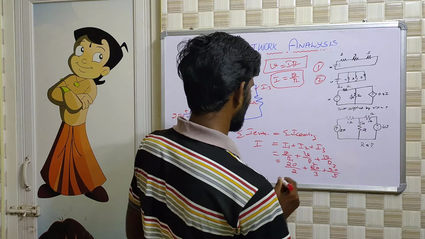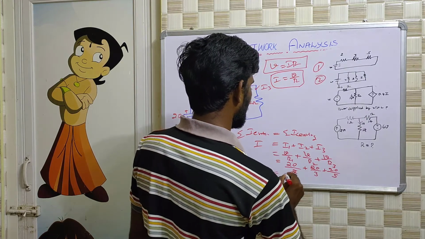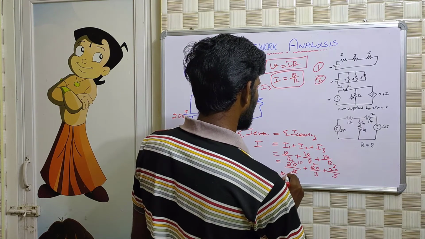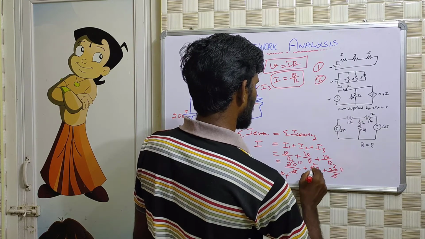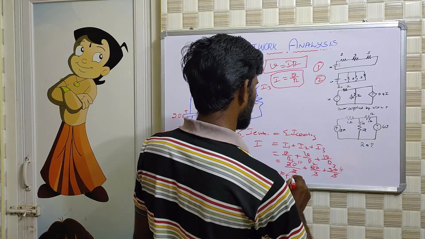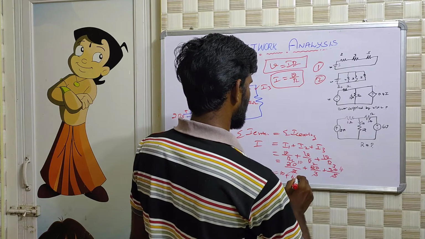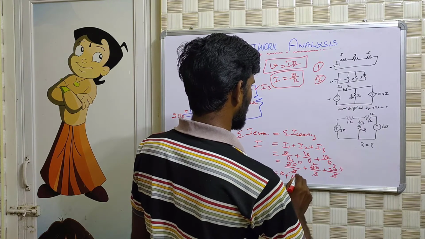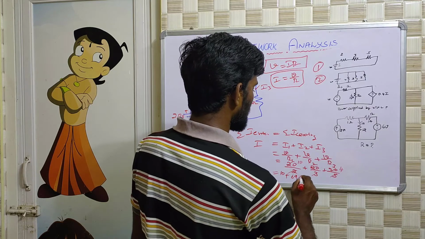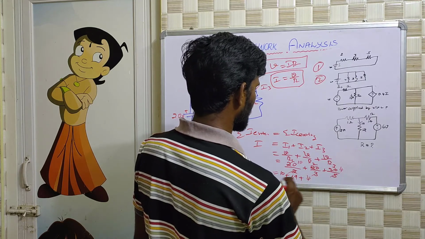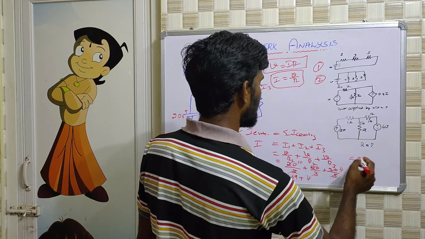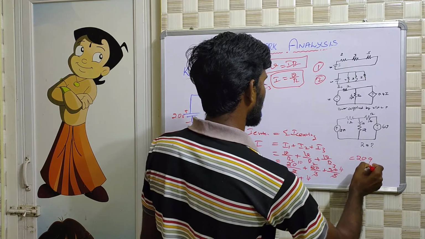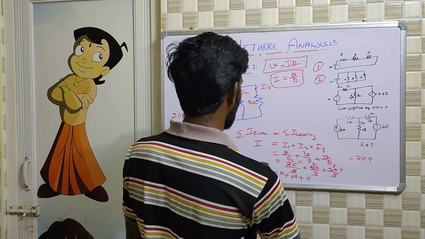Here V will be 20 by R1 (2) plus 20 by R2 (3) plus 20 by 5. So 2 tens are 10, plus 6.9, approximately 7, plus 4. So that is equal to 10, 14, so 20.9. That is the current I.